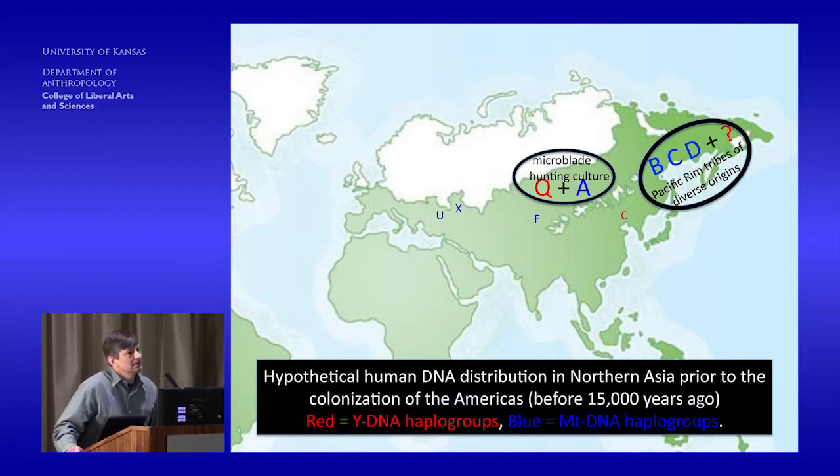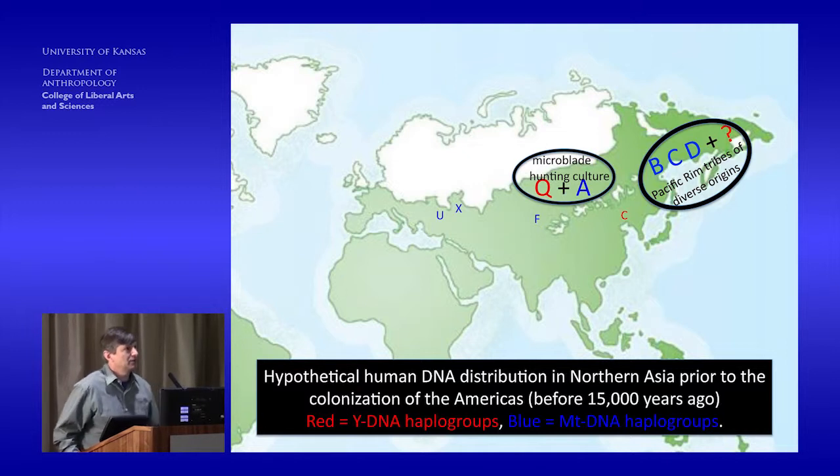Now we get to some interesting things. Why is the mitochondrial DNA of Native Americans so much more diverse than the male DNA, the Y DNA? Okay, that's a very important question. And why does the Ket only share the Q and the A cousin haplotypes with the Na-Dene peoples? All right, now we can start answering this question.